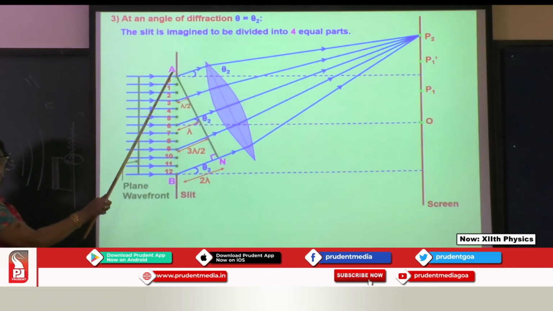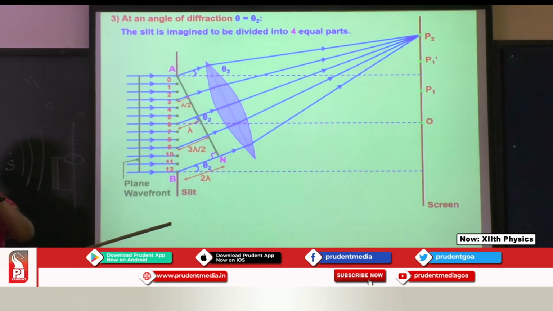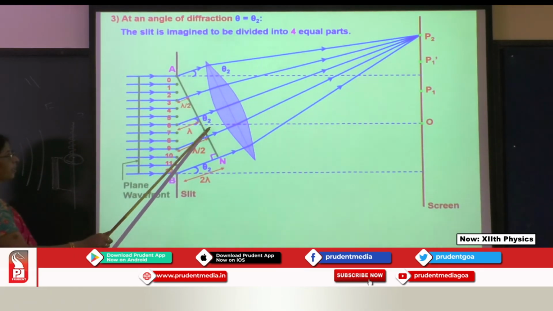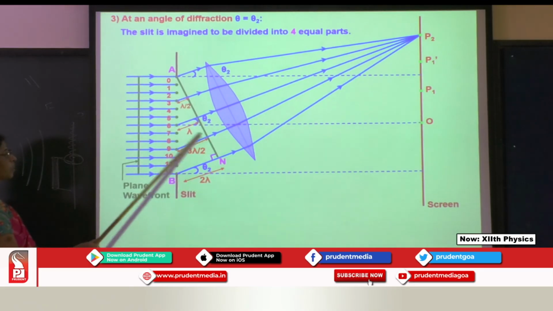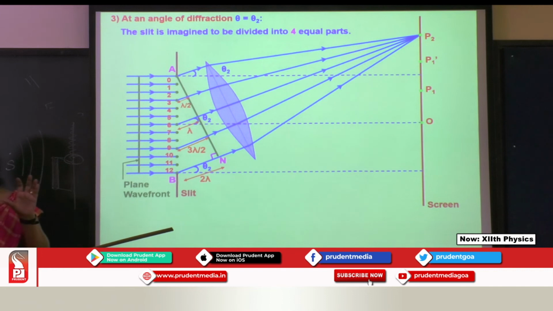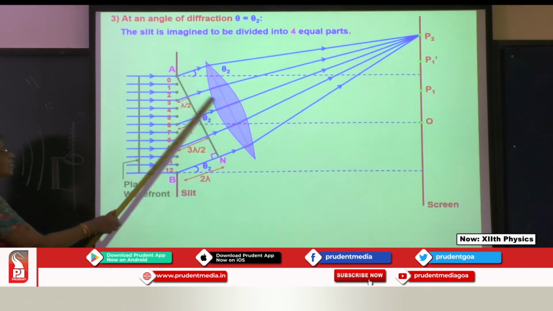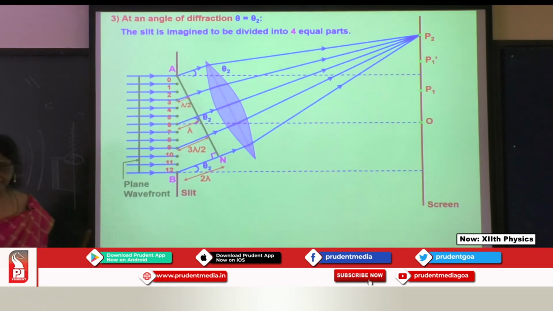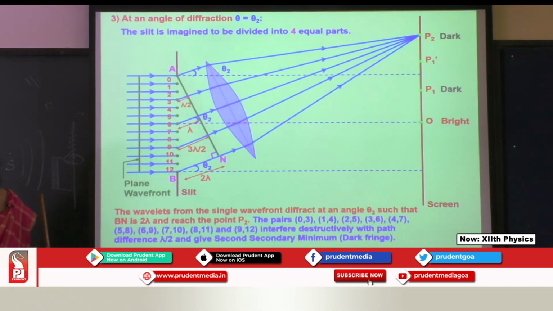The whole slit is divided into 4 parts. Each one, here you are starting with the crest, here with the trough, here crest, here trough. 12 divided by 4 is 3. So each one is out of phase with the next, so they cancel each other and give a dark spot P2 on the screen, with a path difference of 2 lambda. So that is also a dark fringe.